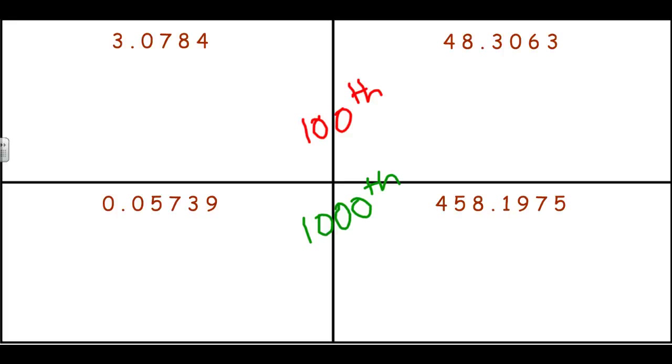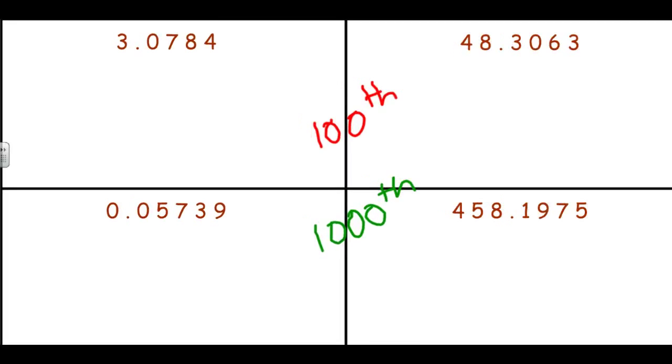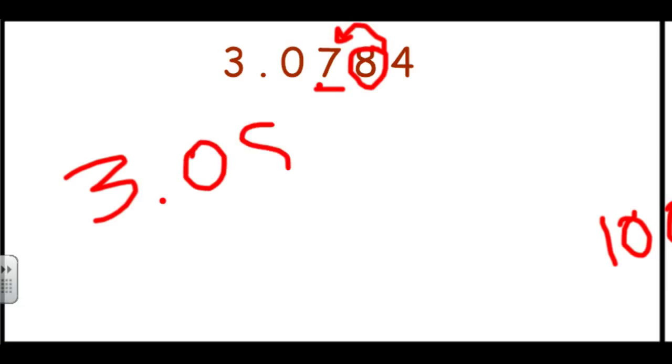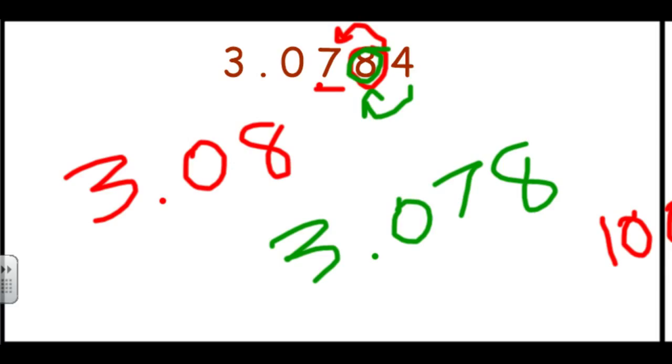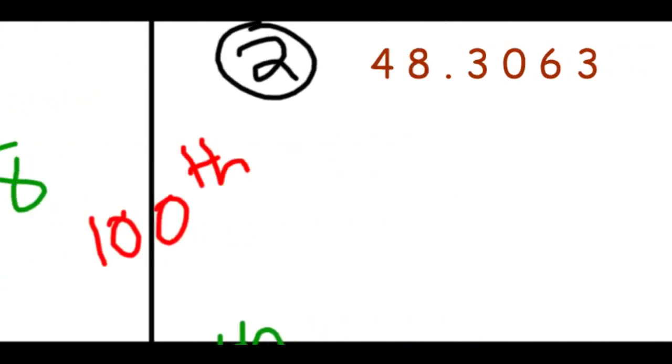All right, so let's start. We'll call it number 1 with 3.0784. If we are rounding to the hundredths place, we're going to use the thousandths. 8 is larger than 5, so to the hundredth place it is 3.08. And now if we want to round to the thousandths, we're going to use the ten thousandths. 4 is small, it is less than 5, so we are not going to round that place up. It becomes 3.078.